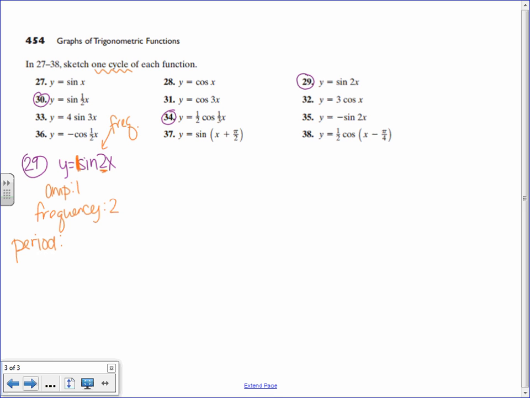All right, so to find out my period, I'm doing 2 pi divided by the frequency. And in this case, my frequency is 2. And these cancel, so the answer is pi. So that means that by the time I go pi units, I should have completed 1 cycle of my function. So let's go ahead and draw that.